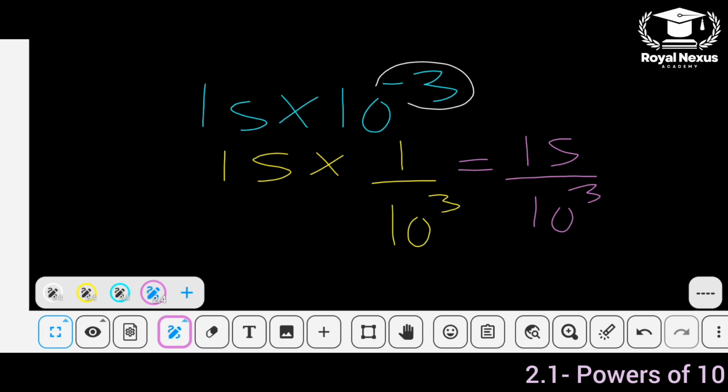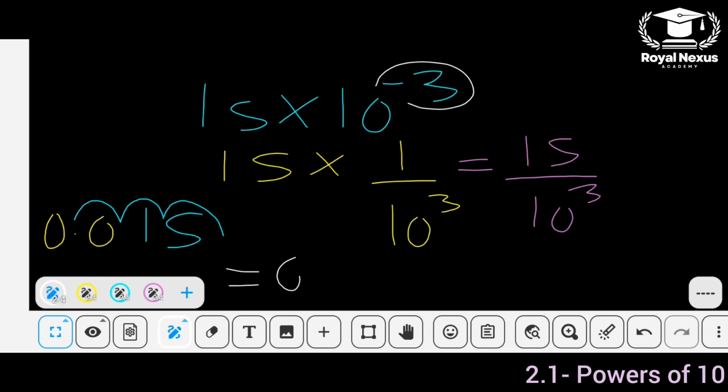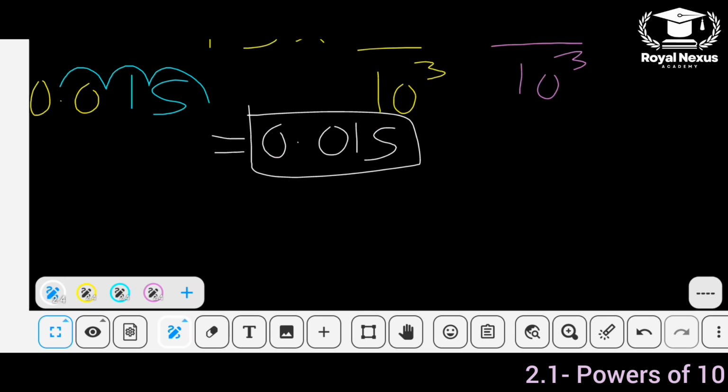So we will write 15 and we'll move the decimal to the left 3 times. So it will be like this: 1, 2 and 3. Here in the gap we will put a 0, the decimal will be over here and a 0 will be over here. So the answer is 0.015. This is the answer to this question. Moving on to the third question.